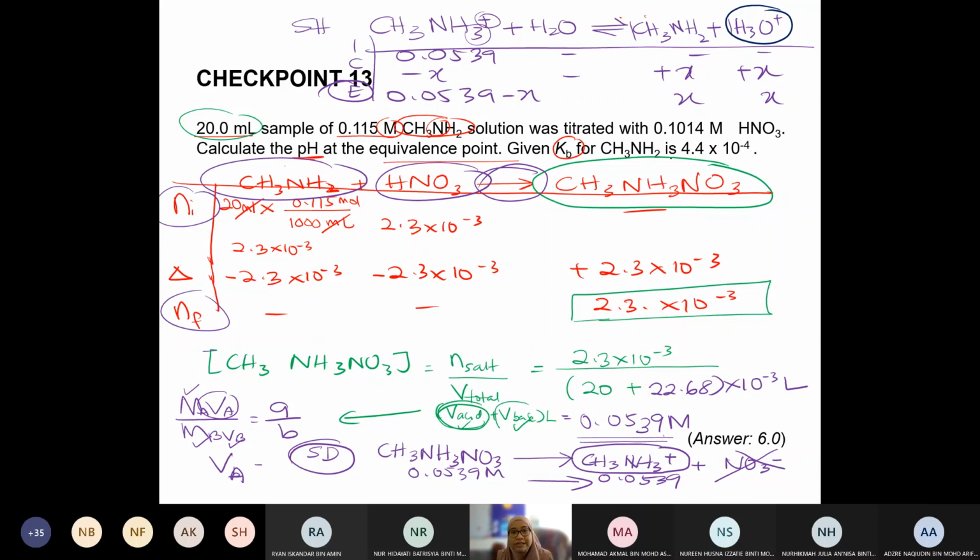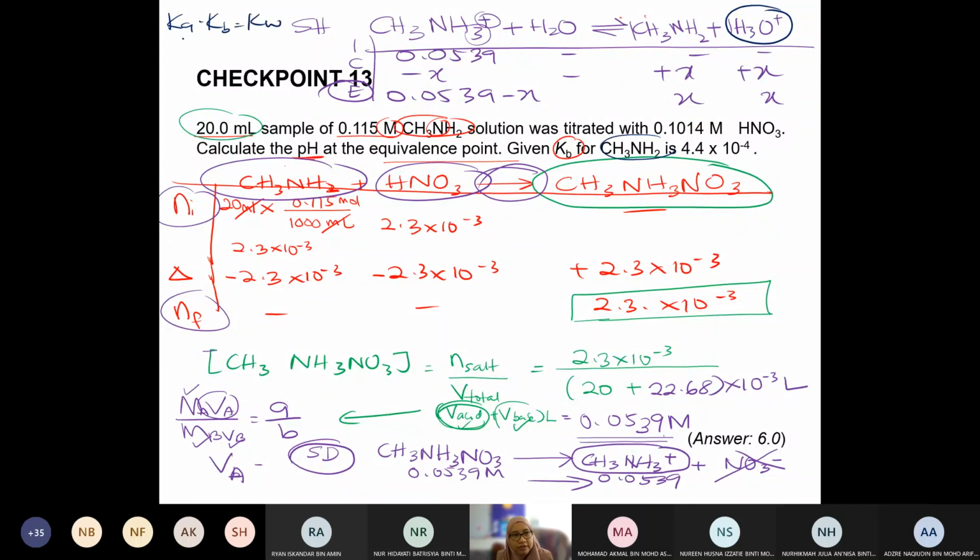But what is given to you is the Kb of this weak base. You tak nak Kb. So bila you start dekat sini, oh, aku nak Ka tapi dia bagi Kb. You pergi cari dulu Ka. So, Ka times Kb is equal to Kw.